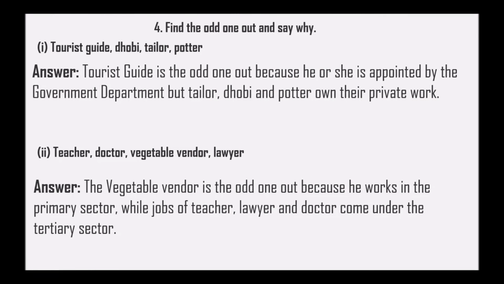Next, find the odd one out and say why. Tourist guide, dhobi, tailor, porter. Tourist guide is the odd one out because he or she is appointed by the government department, but tailor, dhobi and porter own their private work. Teacher, doctor, vegetable vendor and lawyer. The vegetable vendor is the odd one out because he works in the primary sector while the jobs of teacher, lawyer and doctor come under the tertiary sector.